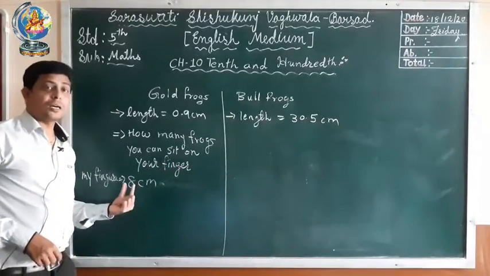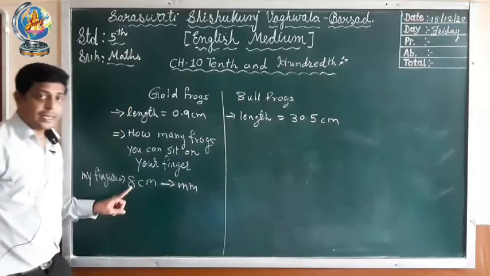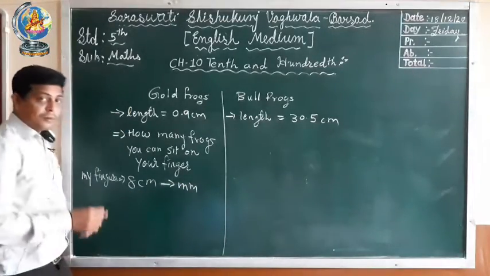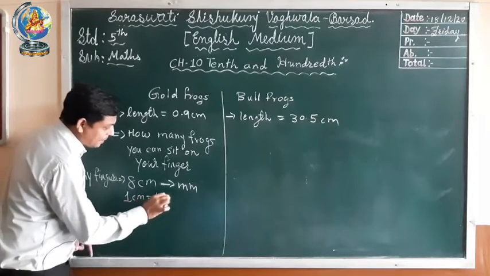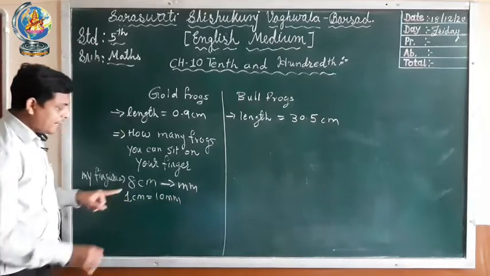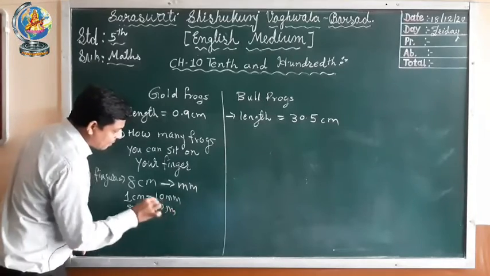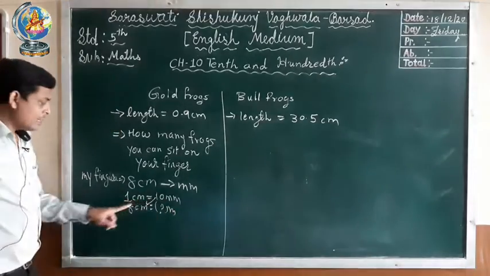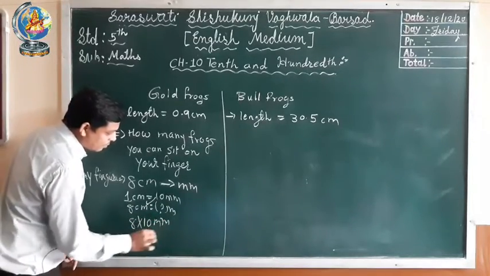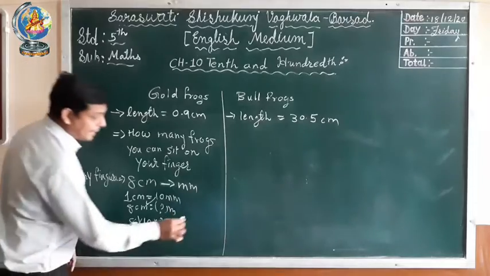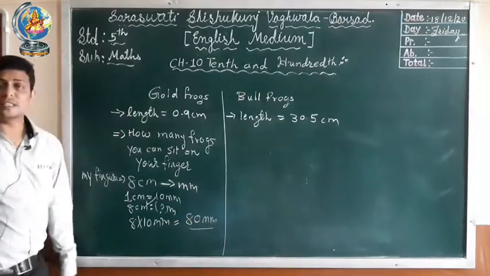First of all, I have to convert 8 centimeter into millimeter. We know the formula: 1 centimeter is equal to 10 millimeter. So 8 centimeter is equal to how many mm? For that I have to multiply by 10. Means 8 multiplied by 10 mm, that is nothing but 80 mm. So 80 is the answer.